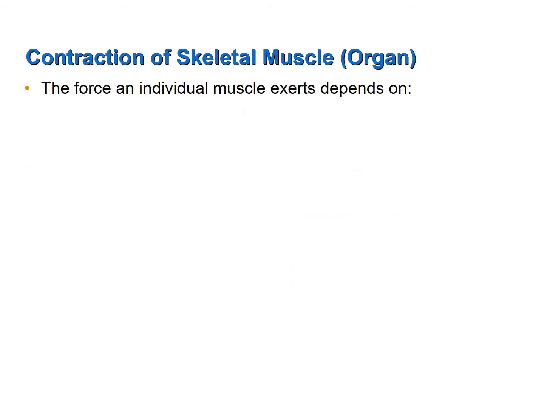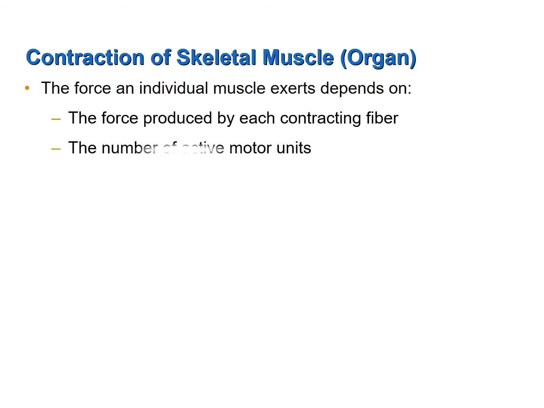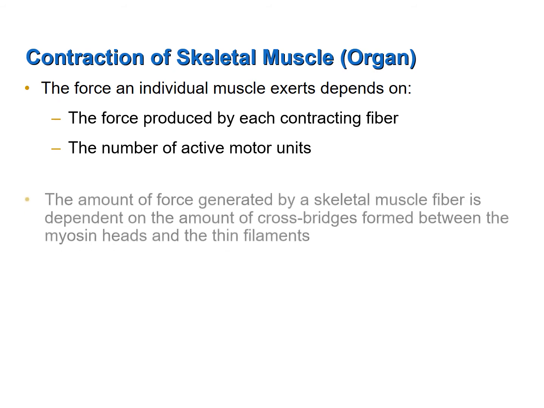The force an individual skeletal muscle exerts depends on two things. First, the force that's produced by each contracting fiber, and two, the number of active motor units. First, let's look at what determines the force produced by an individual contracting skeletal muscle fiber.